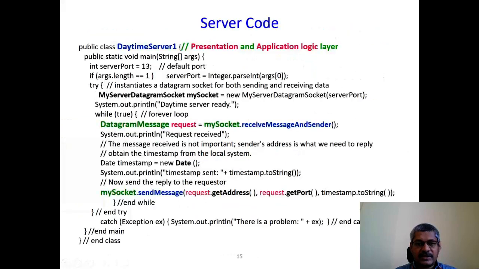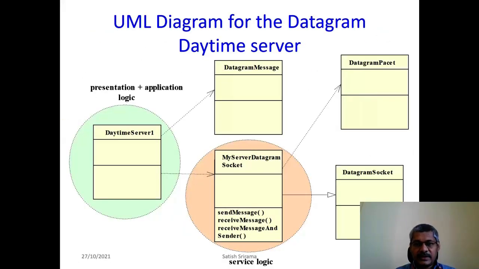This is what you are using in your original class datagram server, the datagram message which you have received, and from this you create the timestamp. Then on your my server datagram socket, which is my socket, you send the message by getting the client address from this datagram message, request.get address and request.get port, along with the timestamp you have created, and that is how you send the message back to the client.